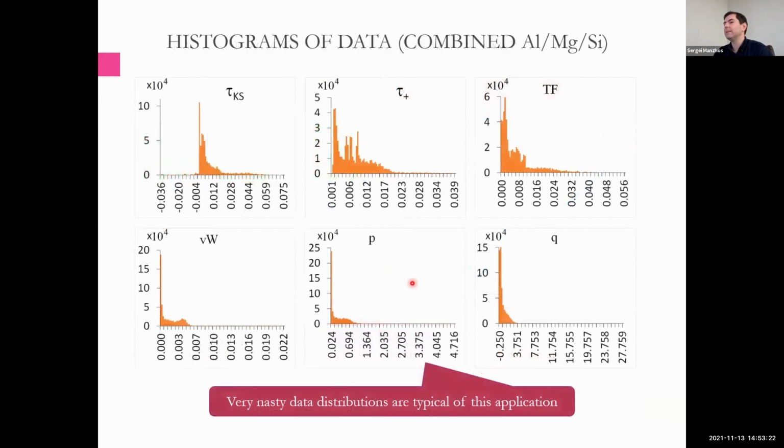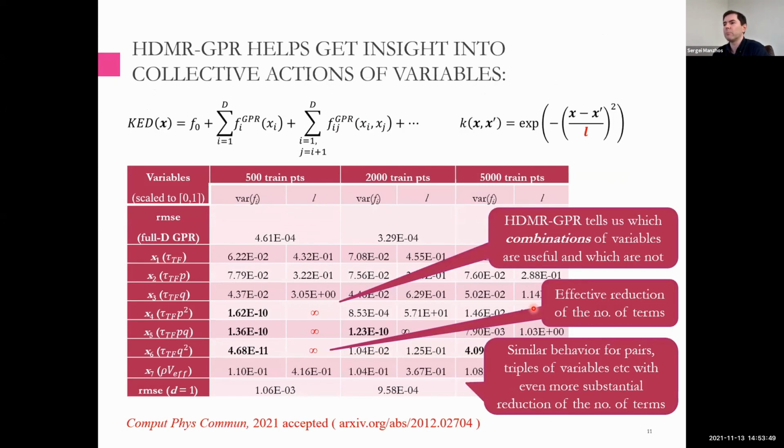This is an example of when I said that in this problem, data have a nasty distribution. This is an example of what kind of distribution of data we are dealing with. So this is, for example, P with your scaled Laplacian, scaled gradient. Q is your scaled Laplacian. These are very, very nasty, extremely uneven distributions, which is why things like multi-layer neural networks are useful, for example.